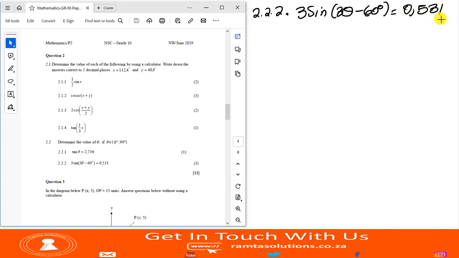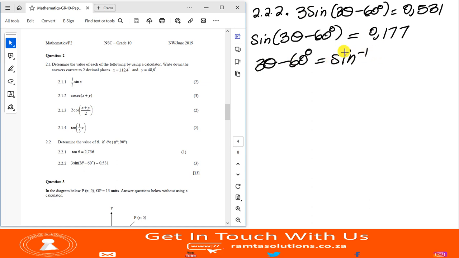3 sine 3 theta minus 60 degrees is equal to 0.531. Now we need to divide by 3 throughout. When we do that, we are left with sine 3 theta minus 60 degrees equals 0.531 divided by 3. What is it? It is 0.177. Remember, this 3 is the coefficient of sine, so I divide by it. And we get 0.177.